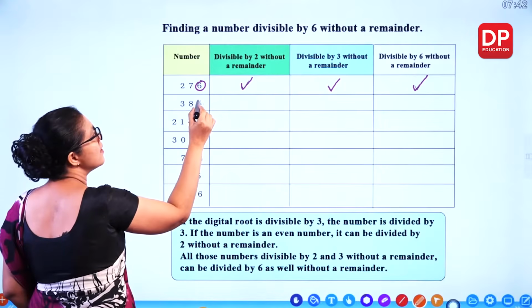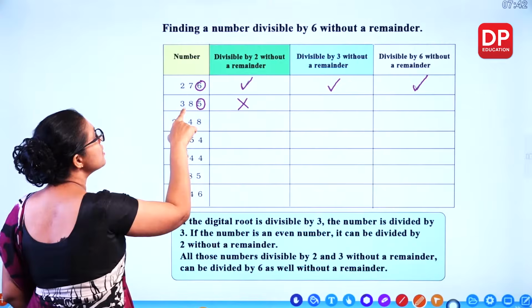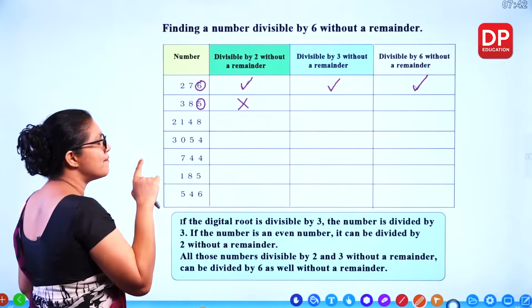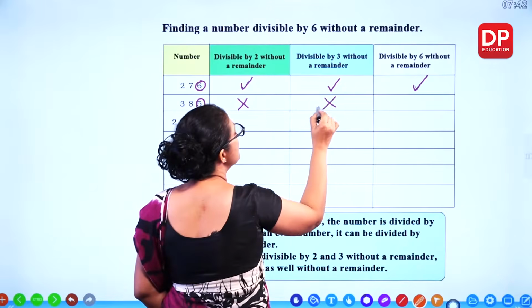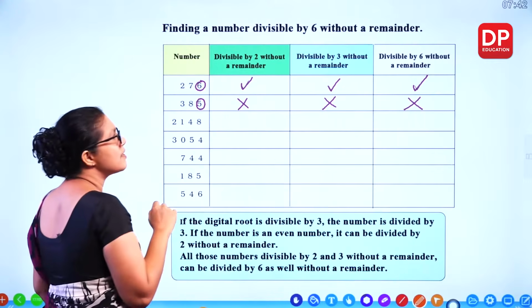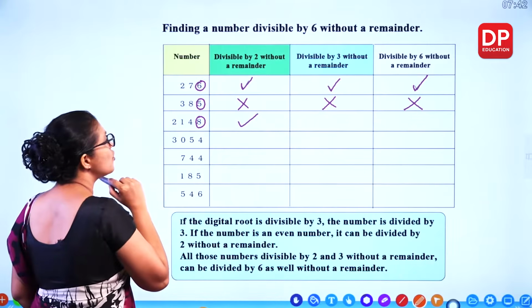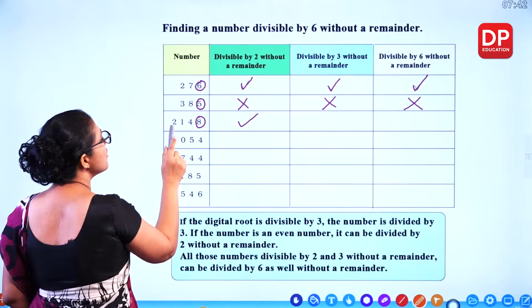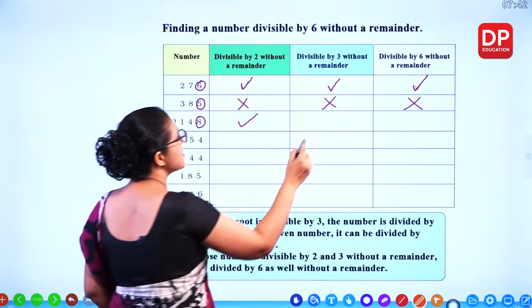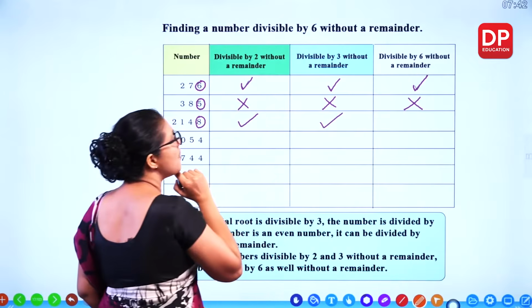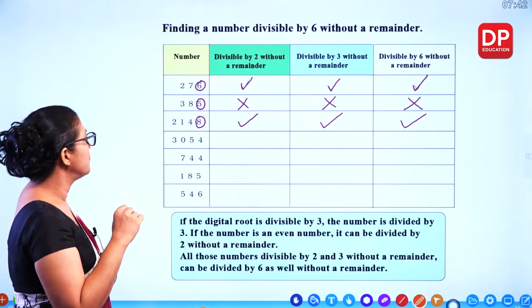Look at this one, 5. Last digit is 5 means not divisible by 2. Digital root 11 plus 5, that's 16. So 6 plus 1, 7. 7 is not divisible, so definitely this is not divisible by 6. Last digit is 8, divisible by 2. Digital root 3, 3 plus 4, 7. 7 plus 8, 15. That means 6. 6 means divisible by 3. Then definitely this is divisible by 6 as well.